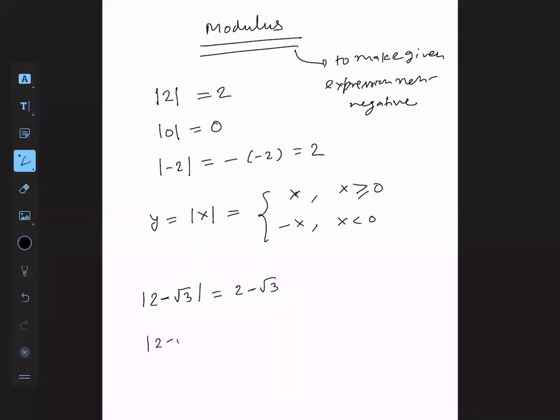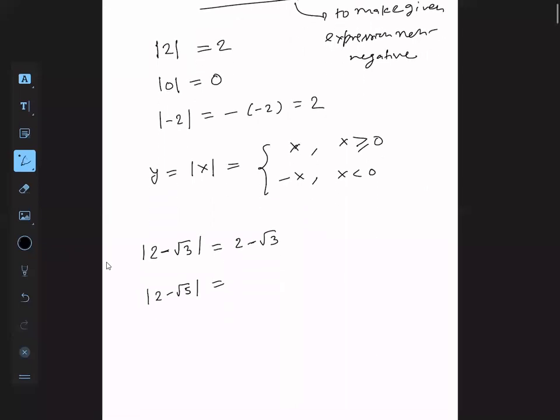What is the value of modulus of 2 minus root 5? Because root 5 is more than 2, this value will become negative. So we have to multiply by a minus sign to make it positive. So this is equal to root 5 minus 2.